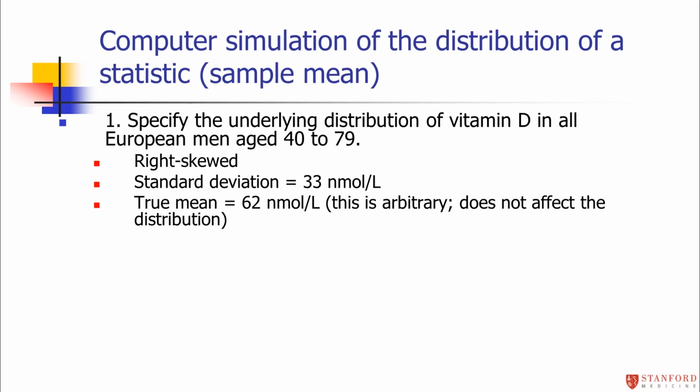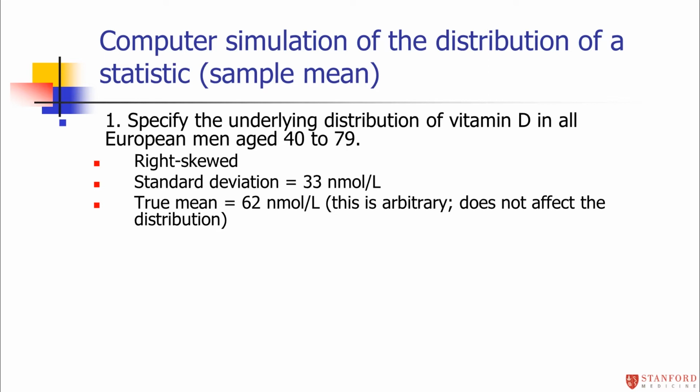I'm going to tell the computer that there's some large population of men, European men, and I'm going to tell the computer the distribution of vitamin D in this large population. I'm going to tell the computer it's a right-skewed distribution, so vitamin D follows a right-skewed distribution. It has a standard deviation of 33, and let's say that the true mean value in the population is 62 nanomoles per liter.